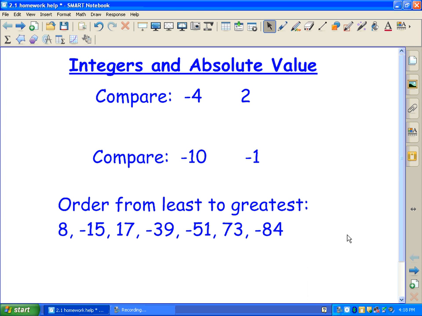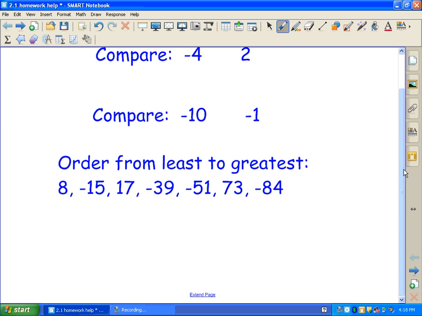Okay, today we're talking about integers and absolute value. So the first thing we need to remember is what the integers are. Integers are all of the whole numbers and their opposites, which are the negatives. So if I were to write it out, what it looks like, the integers are all of these numbers.